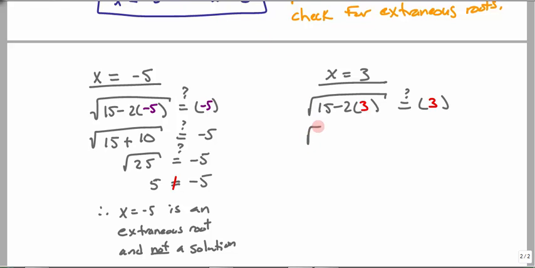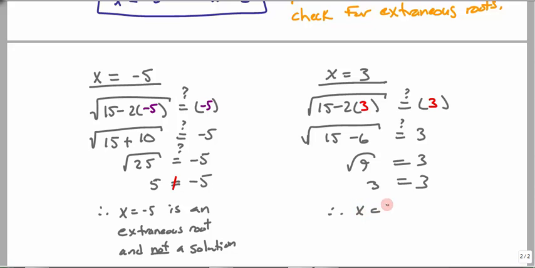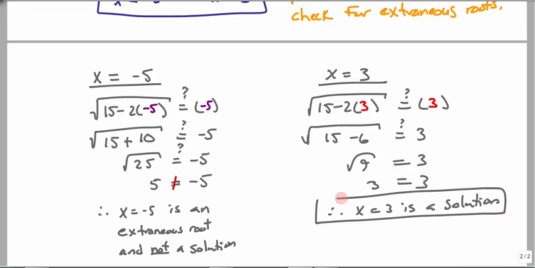Then over here I'd have 15 minus 6, checking to see if this is a true statement. 15 minus 6 is 9, and the square root of 9 does equal 3. So 3 equals 3, therefore x equals 3 is a solution. And we saw that from the graph, and we see this when working the problem by hand as well. So these are the types of problems that we're going to be looking at.